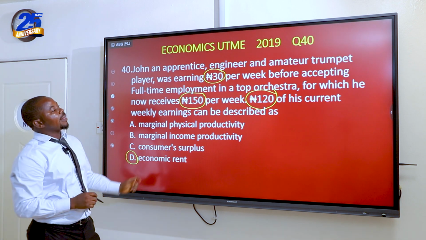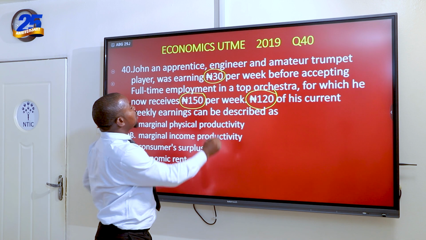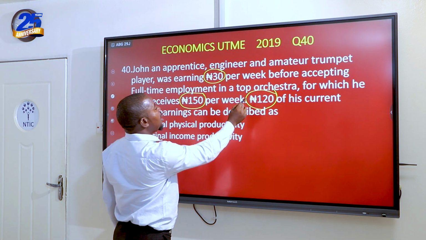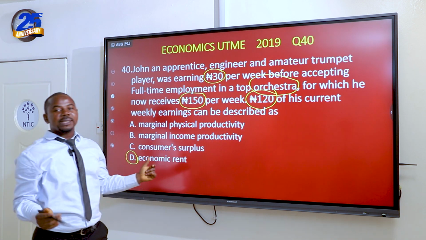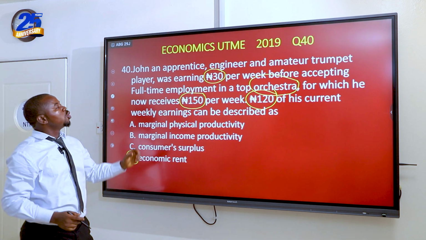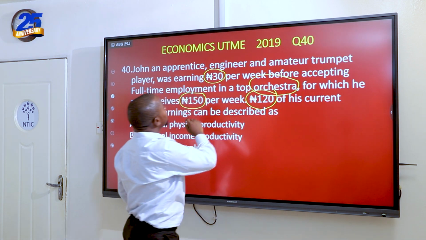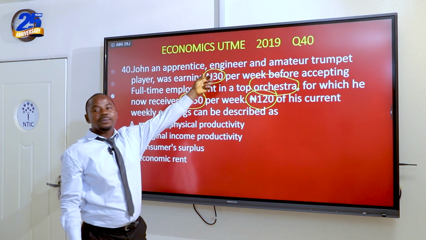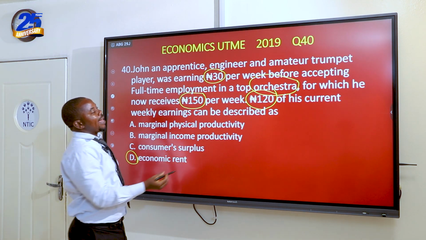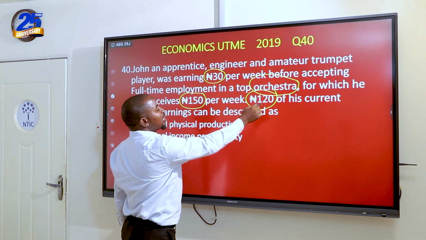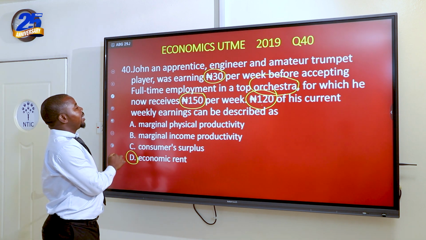You can see that usually he used to earn this. If you look at an orchestra, it is a group of musicians that use various instruments to play. Because of this advantage that he has, being an amateur trumpet player and also having some other skills as an apprentice, that has given him an edge to earn an extra 120. So that surplus of 120 naira is known as economic rent.